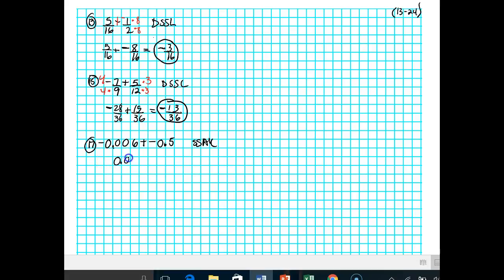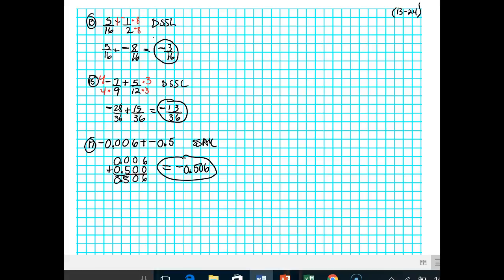So 0.006 plus 0.5. Throw in your zeros. You get 6, you get 0, you get 5, decimal 0. And just remember to keep your negative sign because they were both negative to begin with. So negative 0.506. You could also just say negative 0.506, same thing.